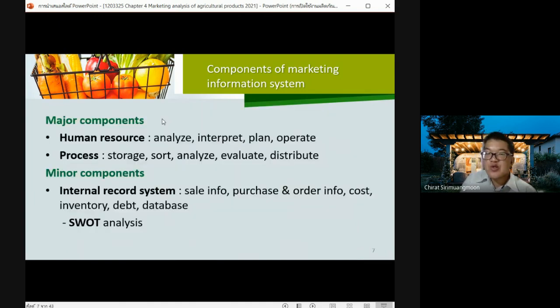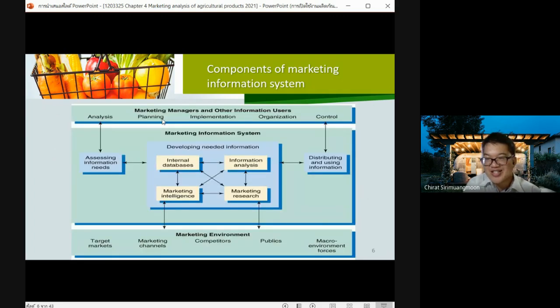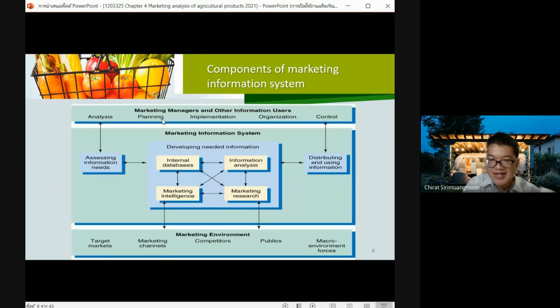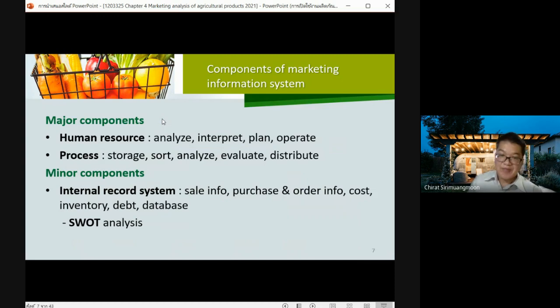Again, there are two major components of MIS. The first one is the human resource. If you remember the pictures we just talked about, the marketing manager and actually the CEO, the chief executive officer, take care of this part. They have the job to analyze, interpret, plan, and operate the business. And then we also have the process, which is the lower box: the process of developing needed information.